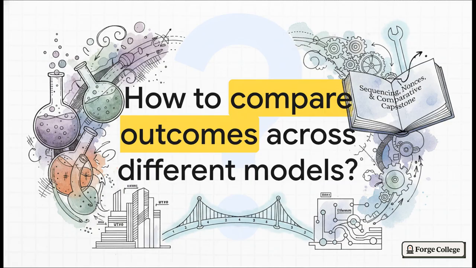How do we compare outcomes across entirely different account models? As we just said, mixing Ethereum and UTXO blindly is a one-way ticket to meaningless results. But hey, we aren't walking in unarmed here. Think back to our previous lesson on sequencing, nonces, and preparing for the comparative capstone. That gave us our very first safety tool, right? Understanding how nonce-driven transaction ordering actually dictates the sequence of state transitions. Now we're going to take that tool and use it to build our entire framework.